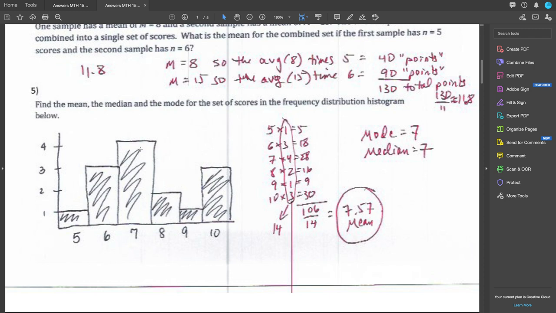And the median is the score in the middle. And again, if you do those 14 scores and you look for the 7th and 8th score, you'll find it's in the interval with 7.